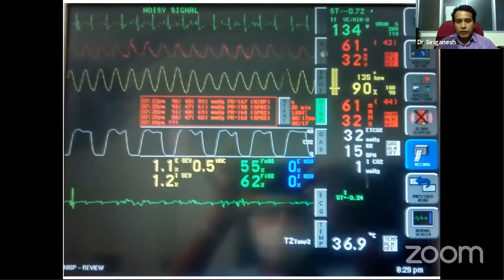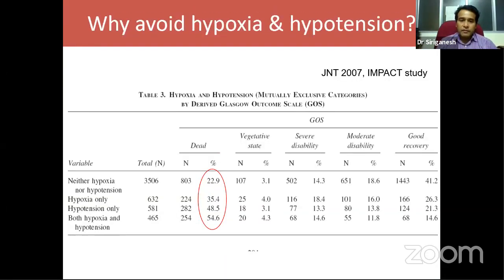So this is a common scenario of our patients in our OT. We see that two important factors which determine secondary injury, that is hypotension and desaturation or hypoxia, are prevalent here. And why are these two important? Again, there is evidence to suggest that when no hypoxia and no hypotension is present in severe traumatic brain injury, the mortality is about 23%. Whereas when both hypoxia and hypotension are present, the mortality significantly increases to about 55%. And that's why we should avoid and correct these two important predictors, hypotension and hypoxia, as early as possible.